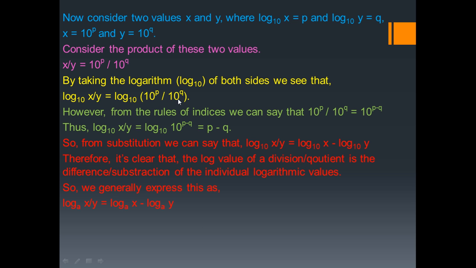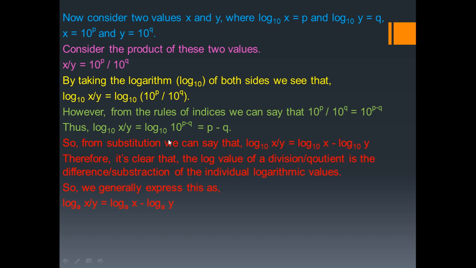So you know that in 10 to the power p divided by 10 to the power q, their bases are equal, but their powers are not equal. But you know from the concept that you learned under the rules of the indices, that if you have the same bases but different powers, and you divide those, you can subtract the powers keeping the base constant. So you can say that 10 to the power p divided by 10 to the power q is equal to 10 to the power p minus q. So this can be solved up to here.